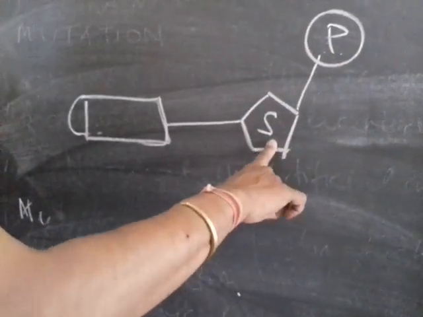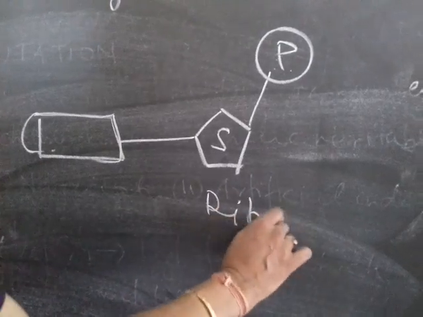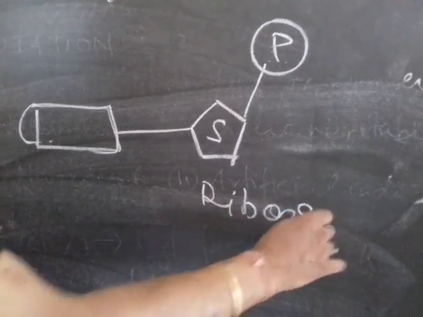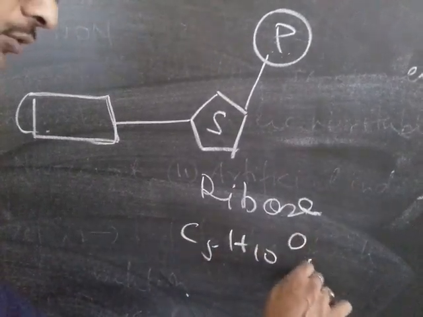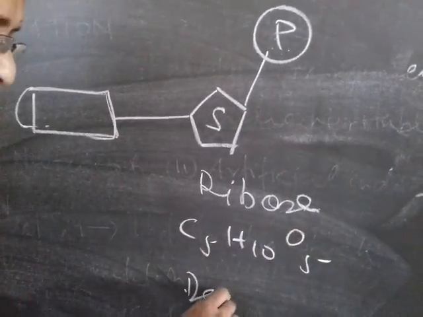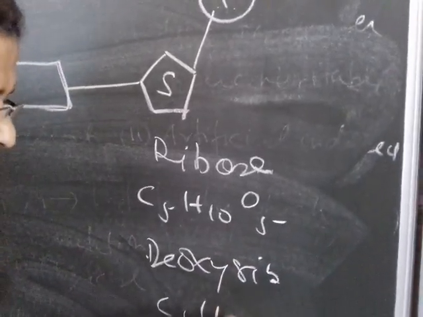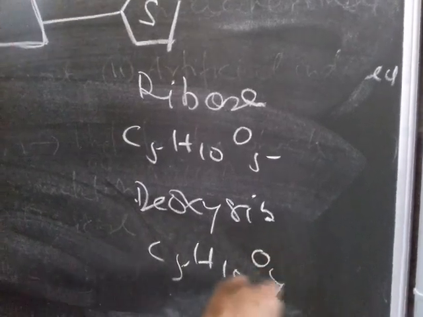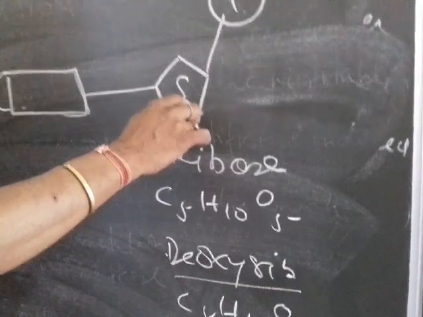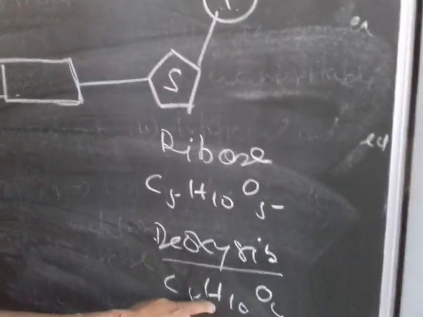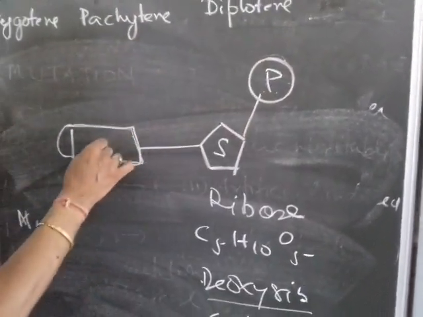This is a sugar which is called a pentose sugar because it has 5 carbons. We call it also a ribose sugar or a deoxyribose sugar. If it is ribose sugar, then it is C5H10O5. If it is deoxyribose, then it is C5H10O4. One oxygen less, so we call it deoxyribose. So in DNA, it is a deoxyribose sugar, so that's why it will be C5H10O4. So it has 5 carbons, this is the phosphoric acid, and this is the base.